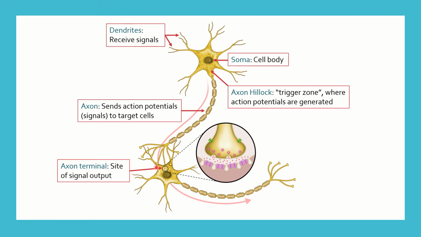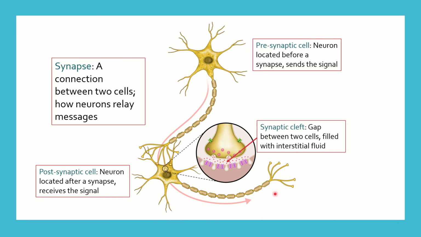Here at the very end, we can see these terminal branches. That's what this branching is called here at the end of the axon. But at the very end, we have this bulbous projection here. This is the axon terminal, which is the site of signal output, just like we saw at the neuromuscular junction. Anytime we have a connection between two cells where a signal is going to be sent, that's called a synapse. Here we can see a synapse between this neuron and the next neuron. And this is just a connection, and it's how neurons relay messages to one another.